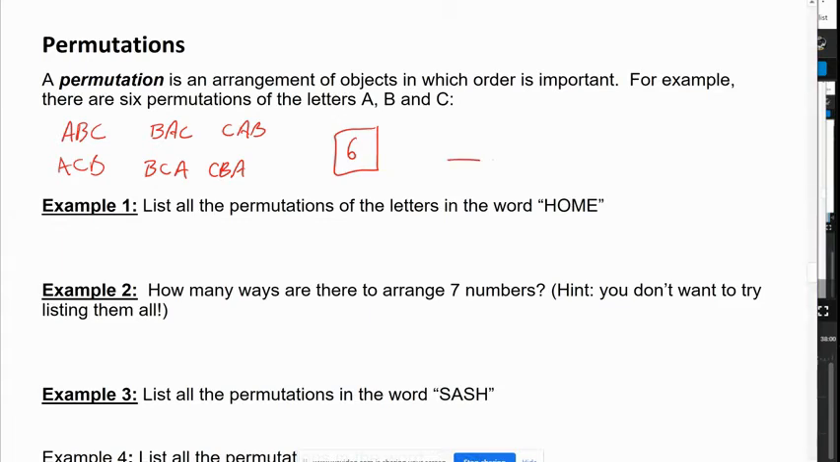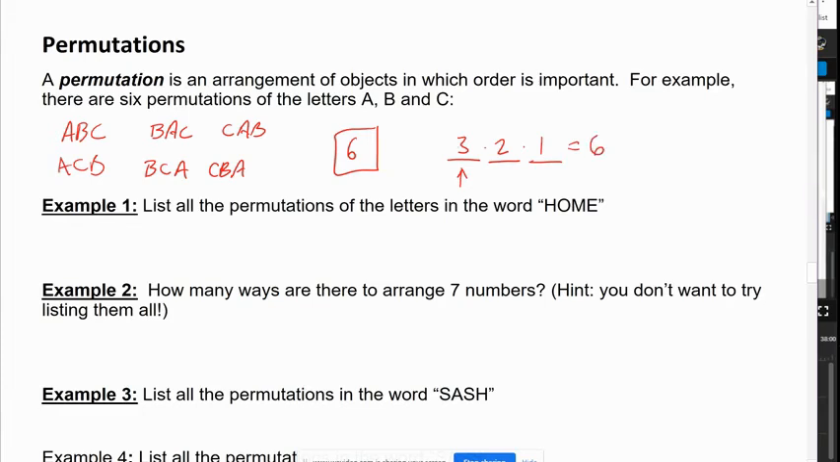Another way that we can see that is by the counting principle. How many ways can I fill this spot? Well, there are 3 different choices. Once I've put a letter there, I only have 2 letters remaining. And once I've placed letters in the first 2 spots, I only have 1 letter remaining. So when I multiply those, that's 3 times 2 times 1, which is 6.